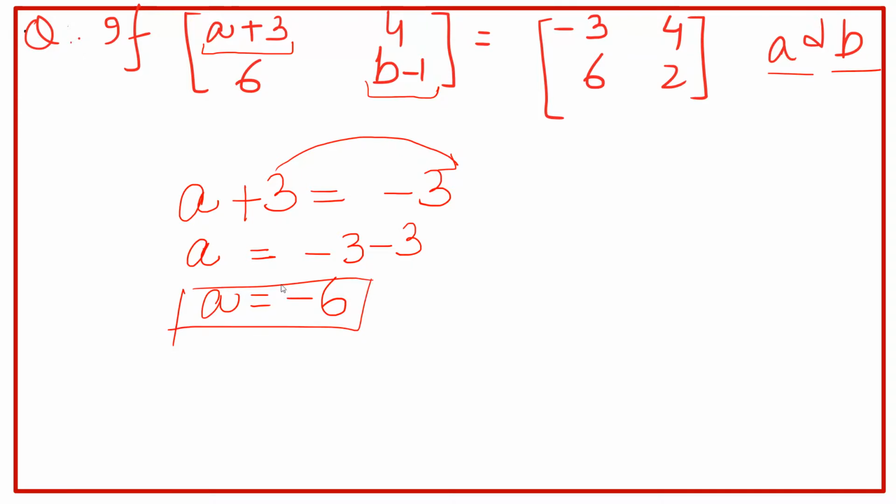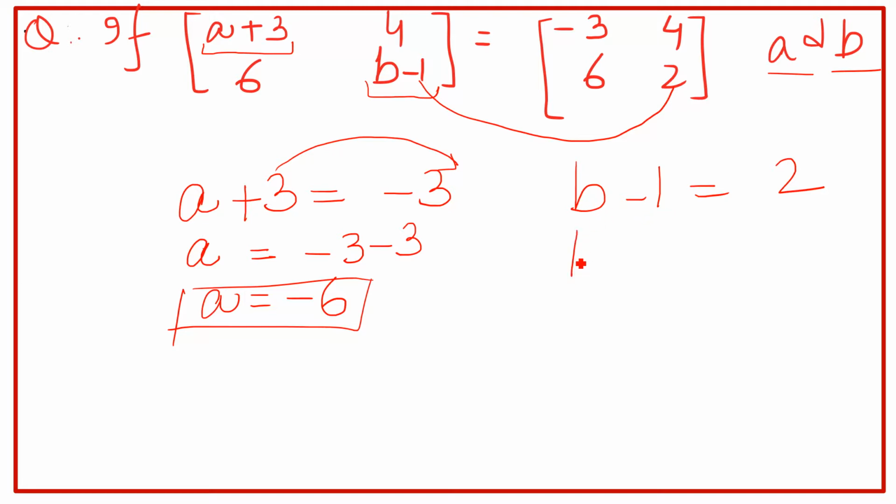First requirement. Then is B. So see, what is the corresponding entry of B? 2. This one, right? Do not say that this. The corresponding entry, B minus 1 equal to 2. We want only B here. We do not want this negative 1.